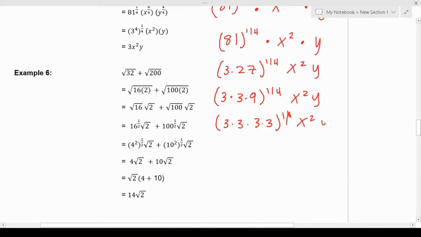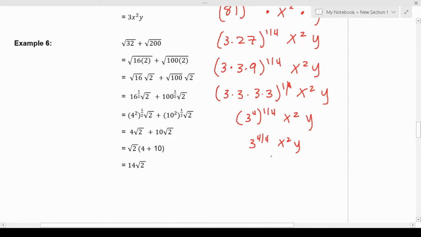x squared y. Again, this is 3 times 3 times 3 times 3, which is the same as 3 to the 4th. Again, raised to the 1/4 x squared y. This becomes 3 to the 4/4 x squared y. 4/4 is just 1, so this is 3 to the 1 x squared y. And again, anything to the 1 power is just itself, so this is 3x squared y.